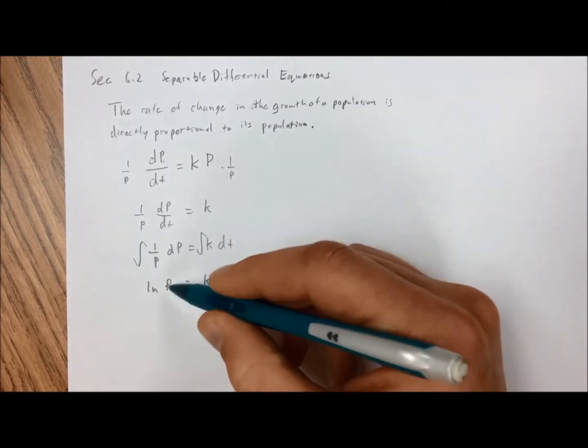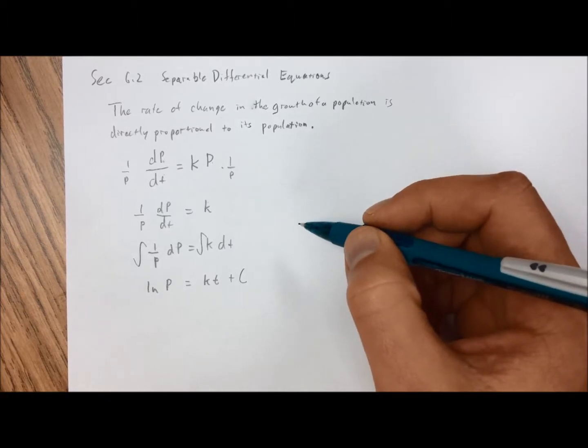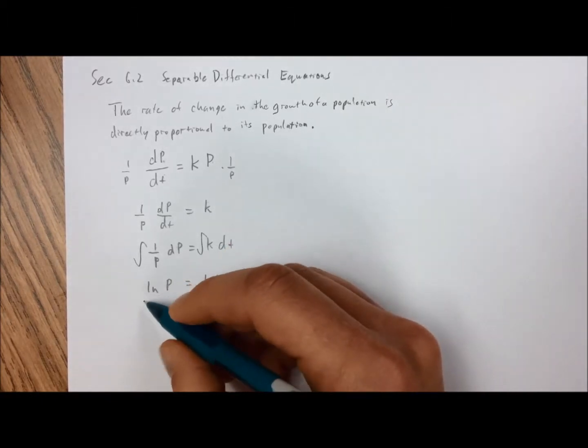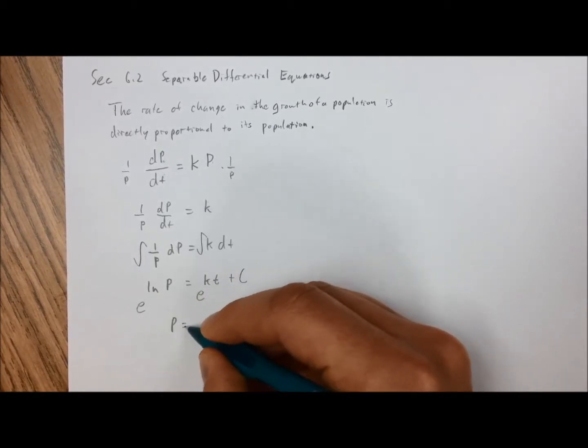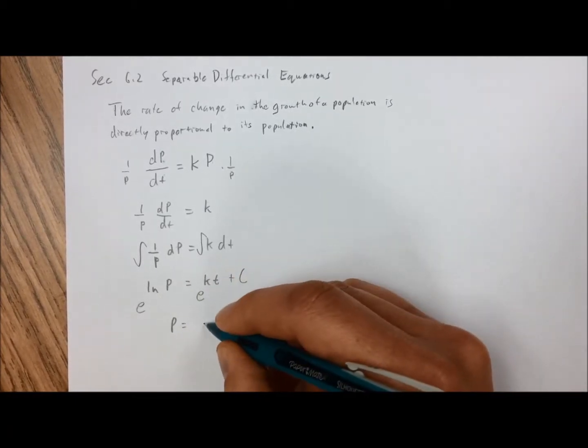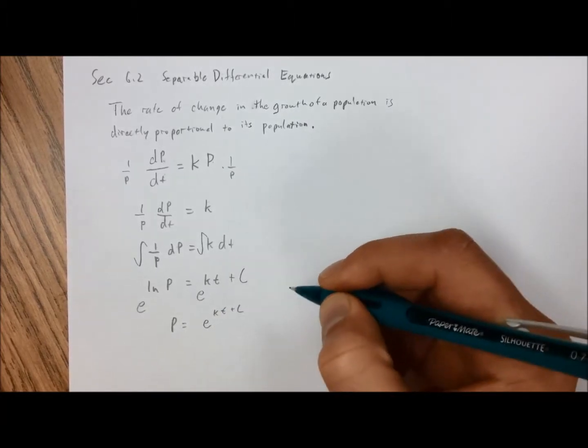Now what I'm going to do here, I need to solve for p. Well, how do I do that? Well, I'm going to exponentiate both sides. So p is equal to e to the kt plus c.